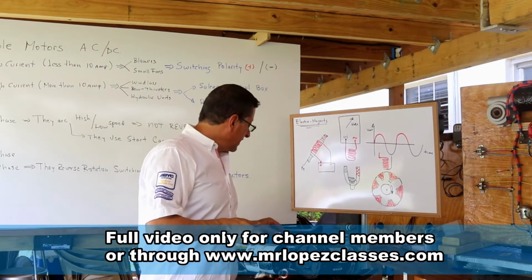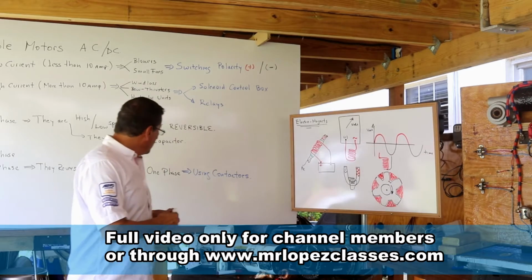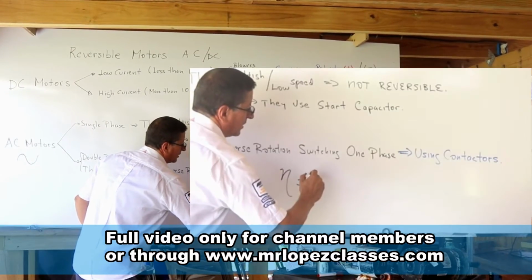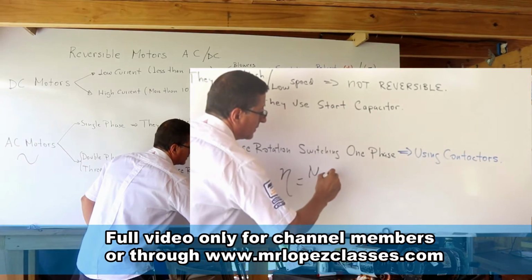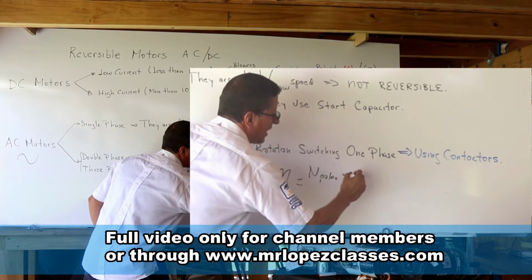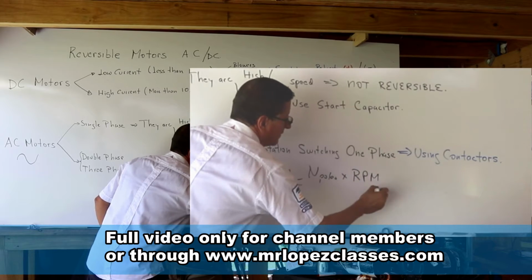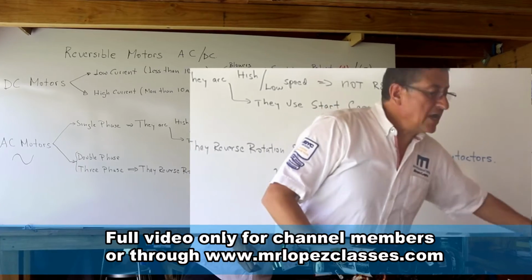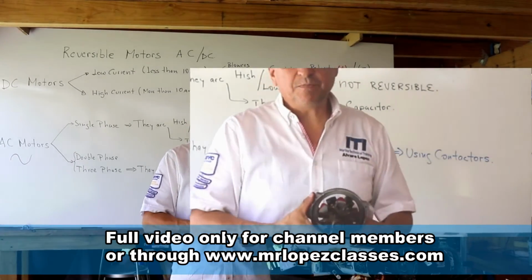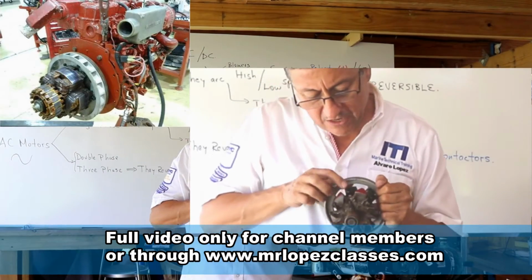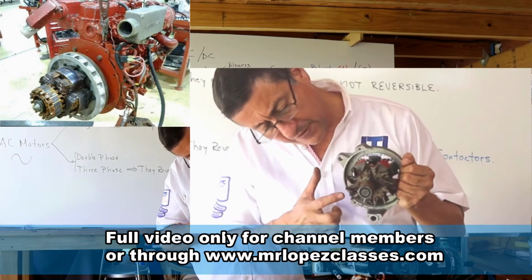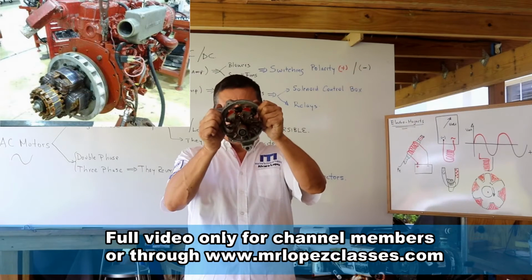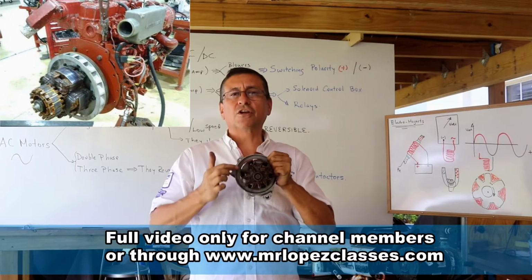And we are going to study in other episodes the formula to calculate the frequency. Frequency is equal to the number of poles times the RPMs divided by 120. Those are the number of poles. In this particular case, this alternator has 14 poles.